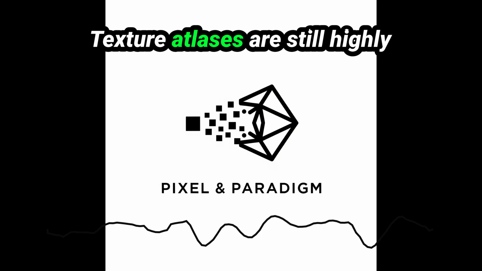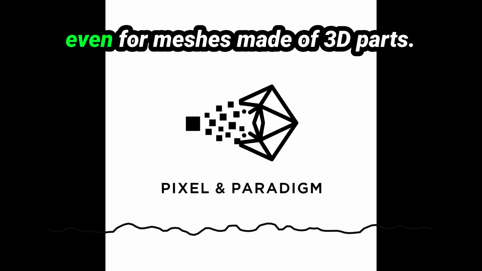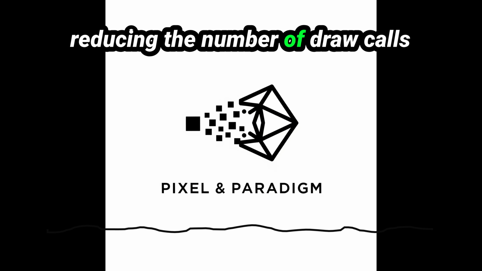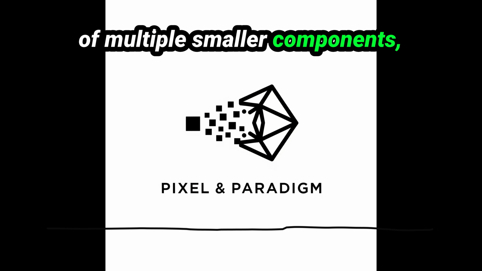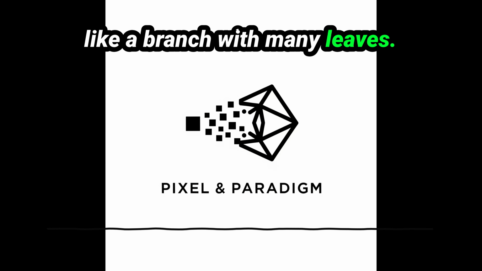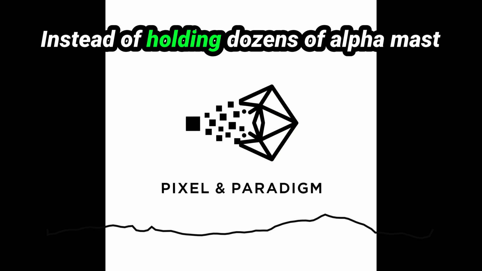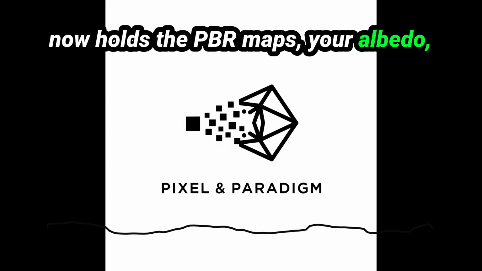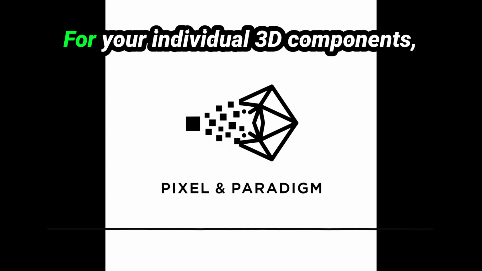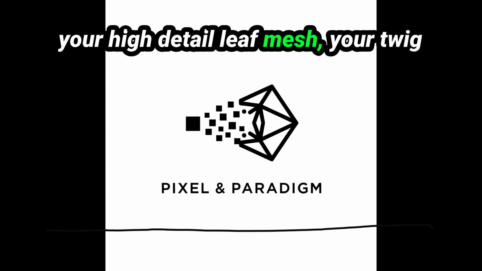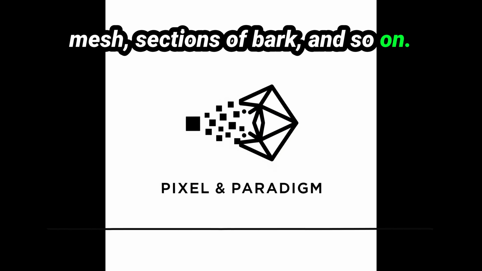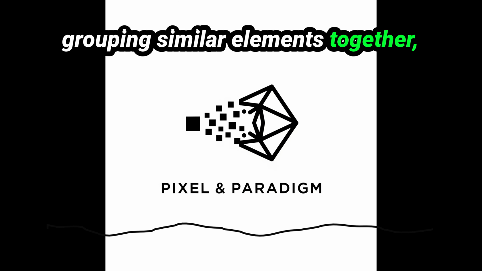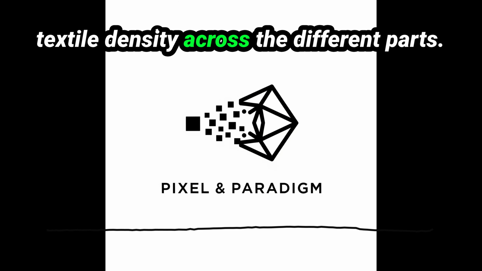Yes, absolutely. Texture atlases are still highly recommended and widely used, even for meshes made of 3D parts. They are essential for optimizing texture memory usage and reducing the number of draw calls needed for meshes composed of multiple smaller components, like a branch with many leaves. The content of the atlas shifts, though. Instead of holding dozens of alpha masked cutouts of leaves and branches, the atlas now holds the PBR maps, your albedo, normal, roughness, SSS mask, etc., for your individual 3D components, your high detail leaf mesh, your twig mesh, sections of bark, and so on. You lay out the UV shells for these 3D components within the atlas space, grouping similar elements together and ensuring you maintain a consistent texel density across the different parts.